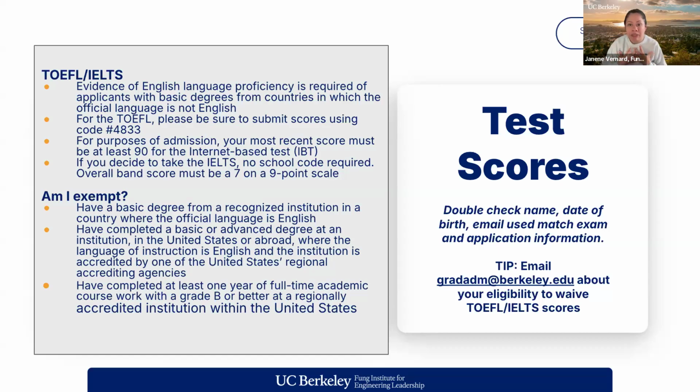If I write my name as Janine Bernard on my application, but on my test scores I include my middle name, Janine Carol Bernard, it will not automatically match, and somebody will manually need to merge these, which can be done, but again, it might take longer. So it's just easier for you to keep the name exactly the same and the email exactly the same, as well as date of birth, which shouldn't change. So double check name, date of birth, and email used, and match exam and application information. That's the first bit on test scores.